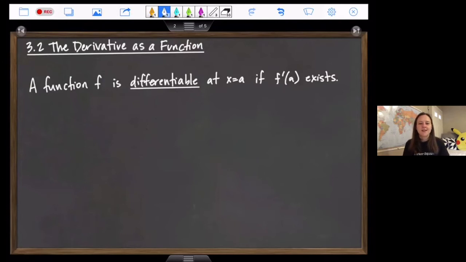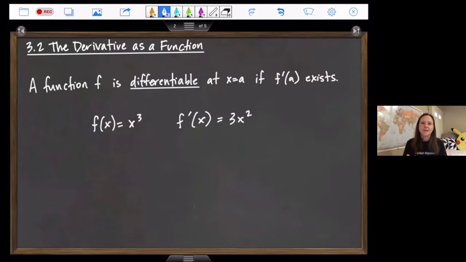Just a few more odds and ends about the derivative as a function before we wrap this section up. I have a definition here. A function f is differentiable at x equals a if f prime of a exists. So the last time we were together in Zoom, we took a look at the function f of x equals x cubed. And then after a little bit of pain and suffering, we found that f prime of x was equal to 3x squared. All right, so any number that we can plug into f prime of x and get an answer, that's going to mean the original function is differentiable there.